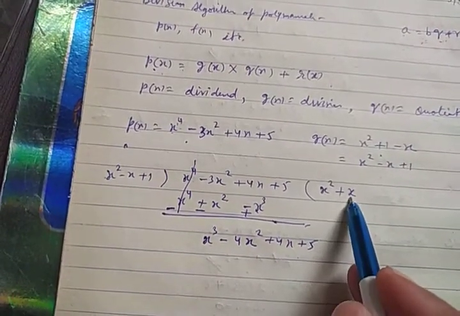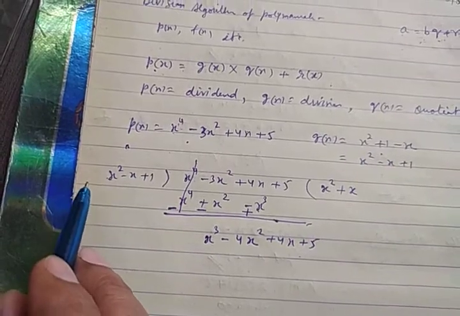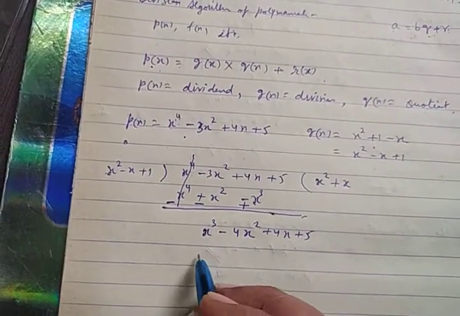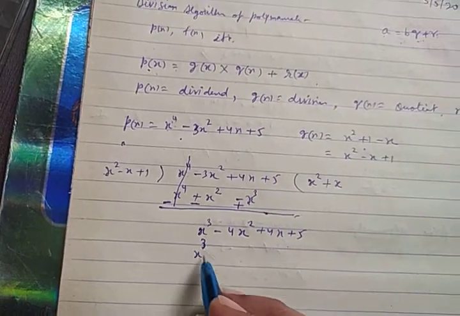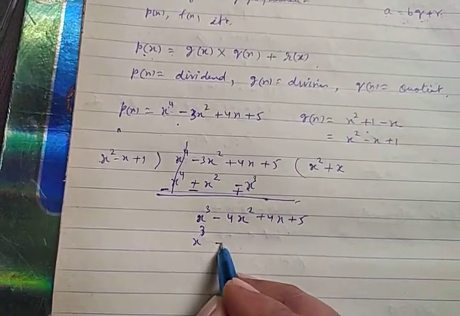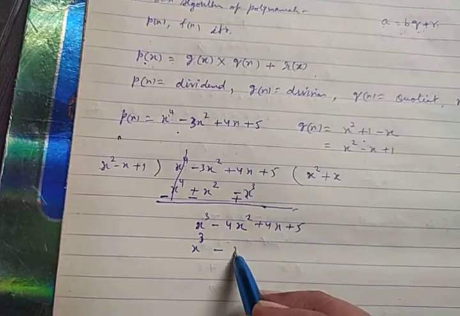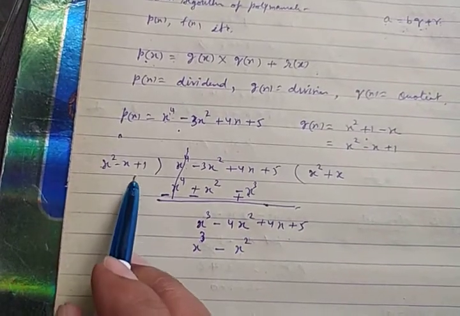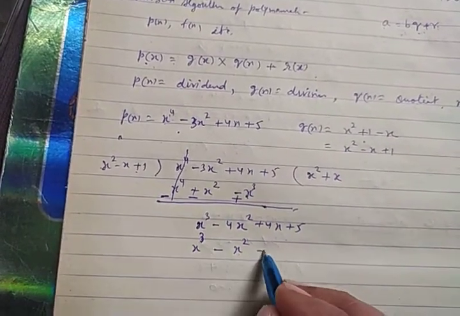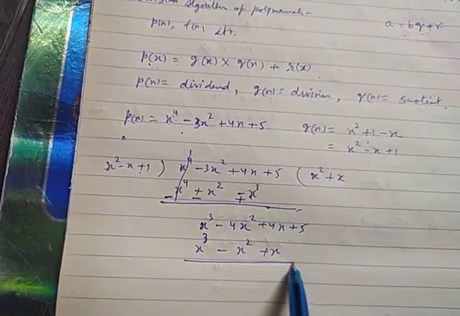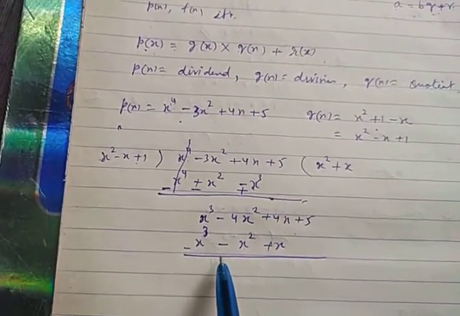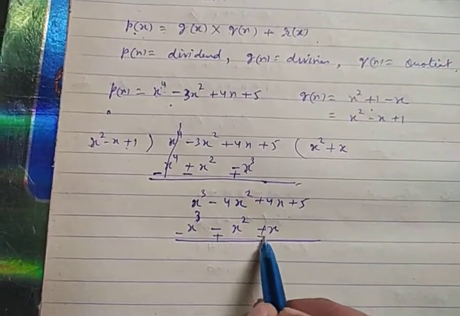By taking x, this will make x to the power 3. Multiply this term, x to the power 3, then minus, this will make x square, and x1 is x plus x. All terms are matching, that's why I have written. Again change the sign, minus plus minus.